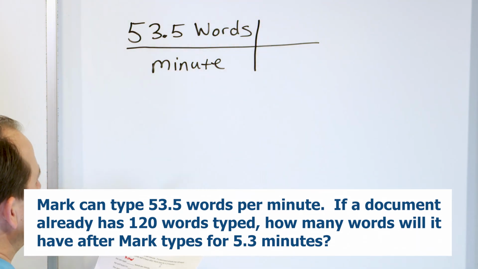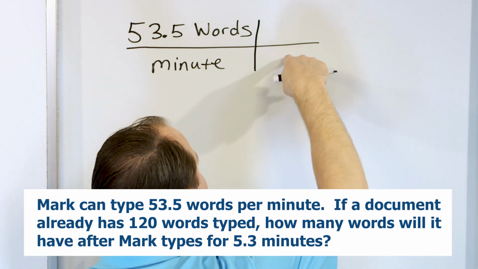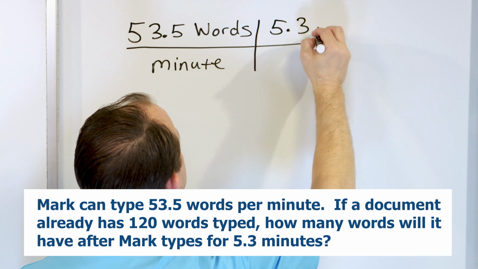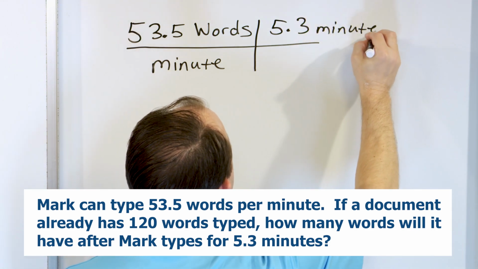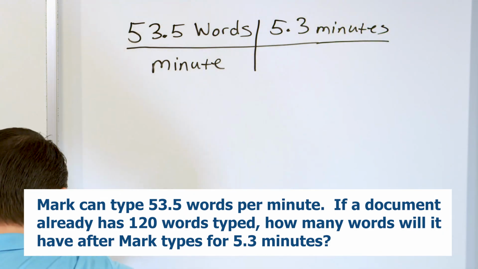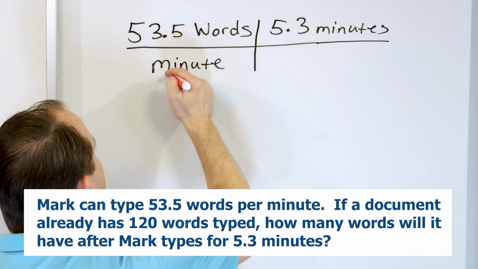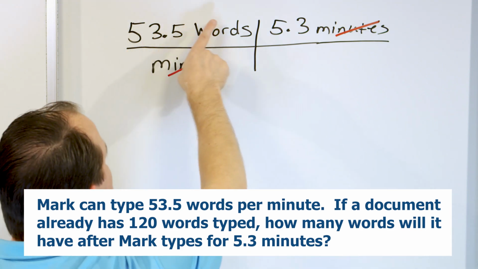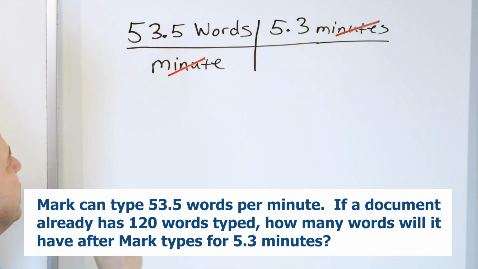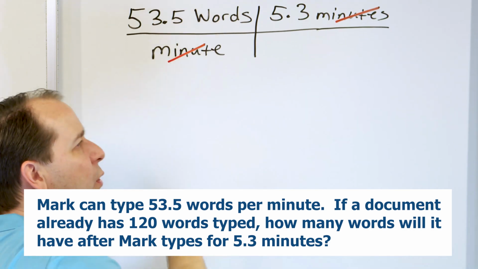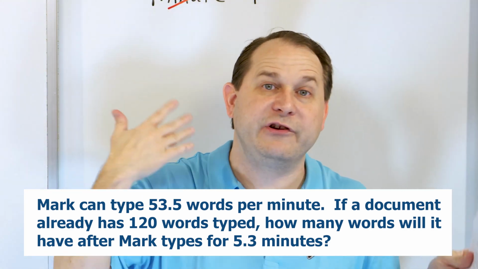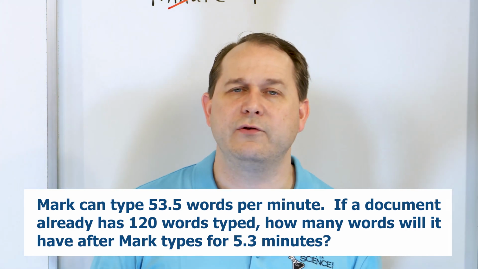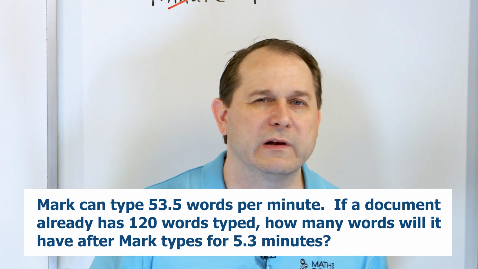And then the problem says I type for 5.3 minutes. If I put 5.3 minutes here, nothing cancels. But if I put 5.3 minutes here, then I can see that I have minutes on the top and minutes on the bottom, and so they cancel away. This is telling me that I must multiply the 53.5 times the 5.3, and the only unit I have left is the words. That's the words that I typed. You see, the logic, we just explained why it works, but now you can see how just by canceling units, you can figure out what to do, even if you aren't totally sure.